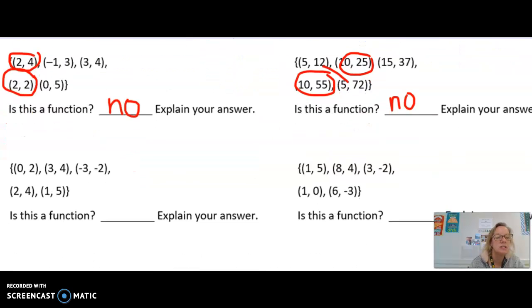Let's look at this one. I have different x's. There are no repeating, so this must be a function. Does it matter that these y's repeated? No, because they have different inputs. It doesn't matter if they have the same output. It's just for every input, it only matches up with one output. So it is okay to have repeating y's. It is not okay to have repeating x's. Let's look at yet another example.